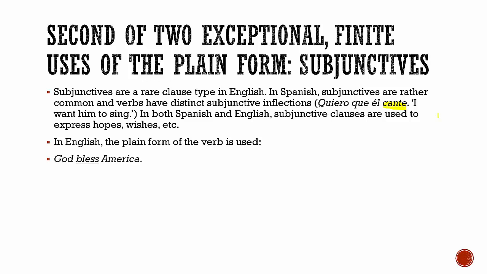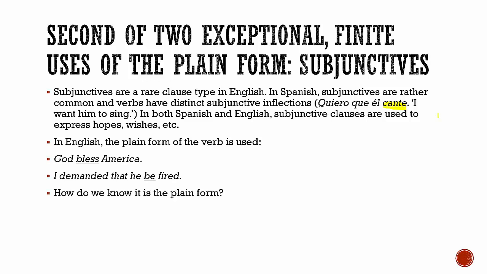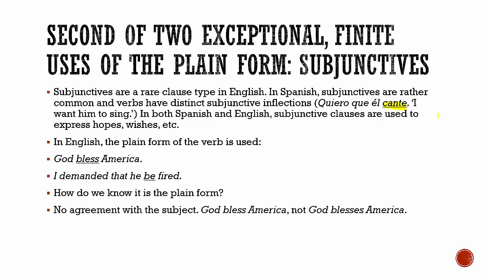So, God bless America, I demanded that he be fired. Okay, so those two underlying verbs there, those are in the plain form. How do we know? Well, because we're not getting any agreement here, right? God bless America, not God blesses America. So that tells us it's the plain form. And of course, when we include a be in the subjunctive clause, it is be as opposed to am or is or are.